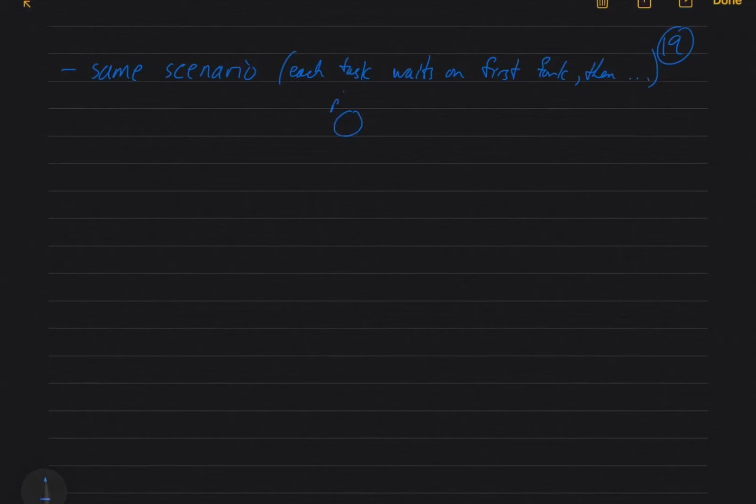So we got philosopher 0. I'm just going to draw roughly a star-shaped pattern of philosopher tasks. Okay, and then I'll put the forks in between them.